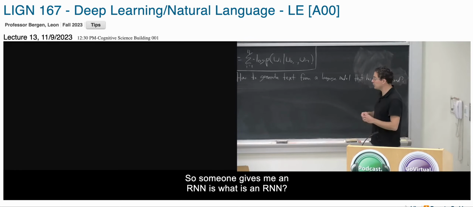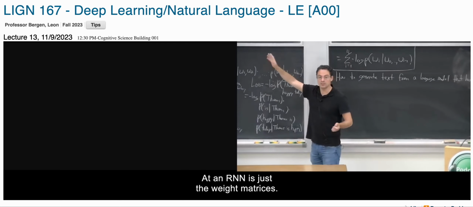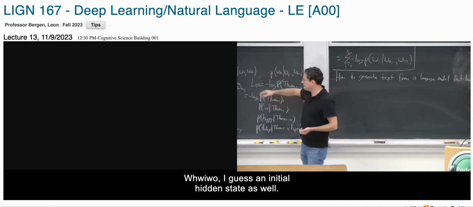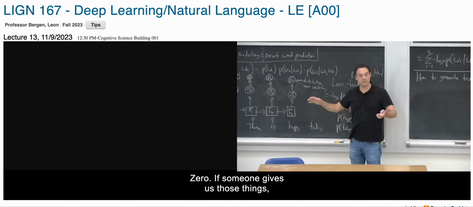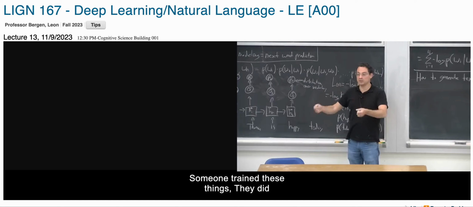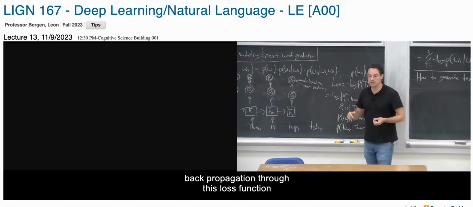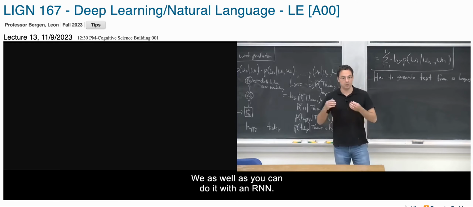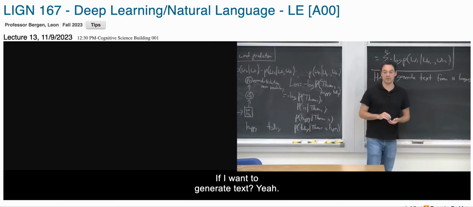If someone gives me an RNN, what is an RNN? An RNN is just three weight matrices, WH, WI, WO, and I guess an initial hidden state as well, H0. If someone gives us those things, that's the full definition of the RNN. Someone trained these things. They did backpropagation through this loss function on a big text corpus. They trained the model to do next word prediction really well, or as well as you can do it with an RNN. What do I do with this thing now that I have it, if I want to generate text?